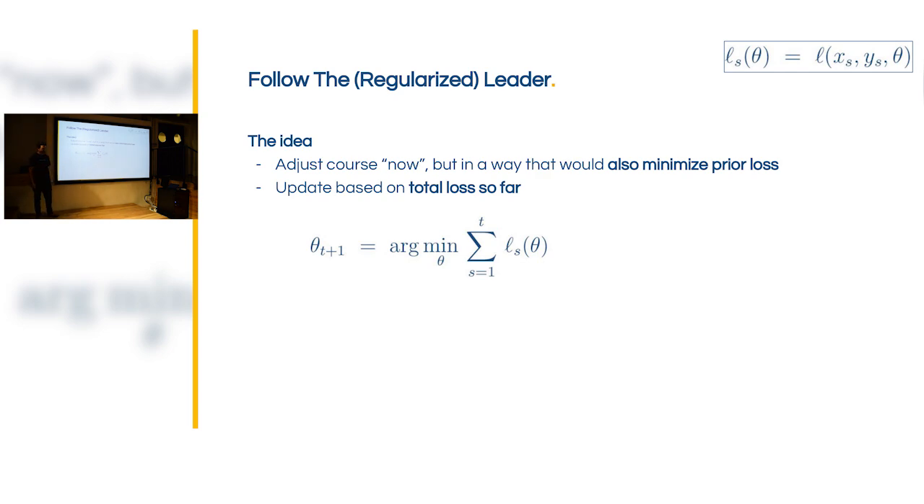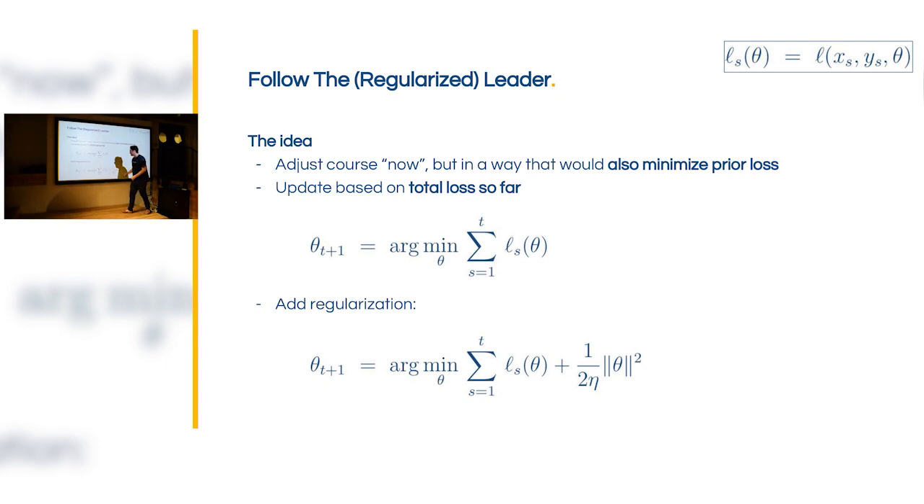So what is the idea of this follow the leader? The idea really is to sort of adjust course now, which means at round t, little t, but in a way that would also optimize prior loss. So that's a little bit funny. Okay, so what is follow the leader? Forget about the regularizer for a second. The update really is, what we want to do is minimize the sum of all of the losses that you incurred so far, and that's going to be my new weight. So it's kind of a greedy approach.